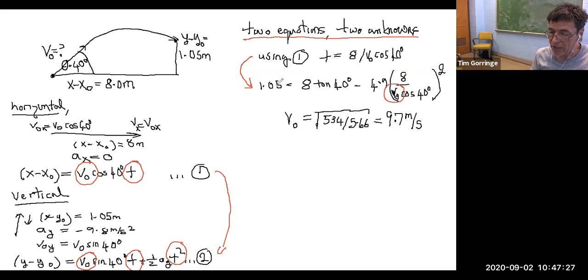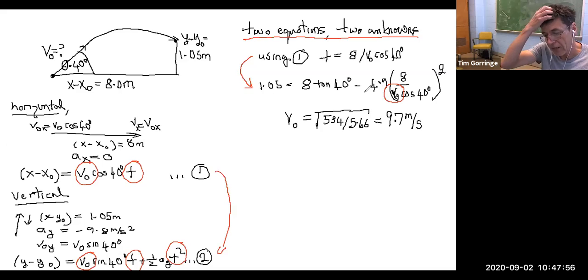And look, I was putting in numbers here to show you that everything else is known. Here's the vertical displacement for the trip. Here's the horizontal displacement for the trip. Here's the acceleration of gravity during the trip. And here's the angle, 40 degrees at which the basketball was thrown. So everything is known in this equation except v naught.